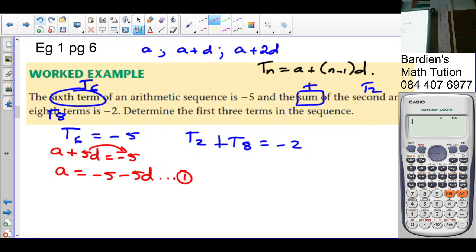So if here we got T2, if that is term 2, then what is this going to read? A plus (2 minus 1)D. So in other words, T2 is going to be A plus D. So you're going to write it in here for me. And you do the same for T8. You set it equal to negative 2. And you simplify it a bit.